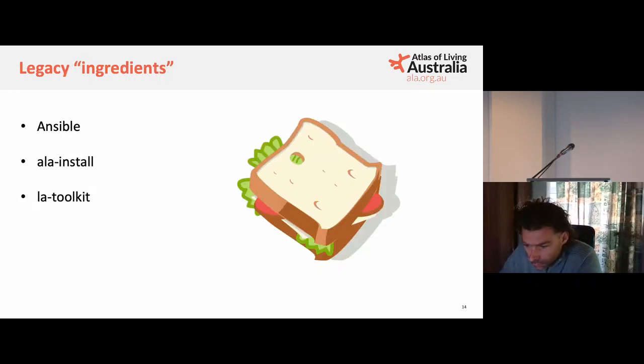So we've been thinking about digestible analogies for these changes. The legacy way of installing components has been to use Ansible with the ALA install GitHub repository, which contains the playbooks. Vicente has been supporting the Living Atlas toolkit for some years now, which makes it a lot easier to install ALA components with Ansible.